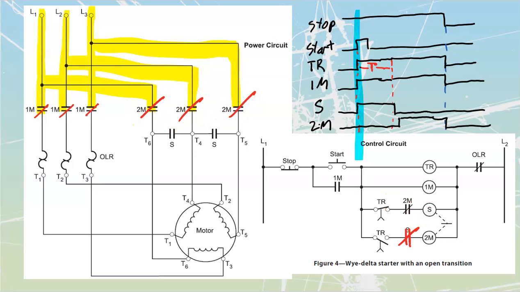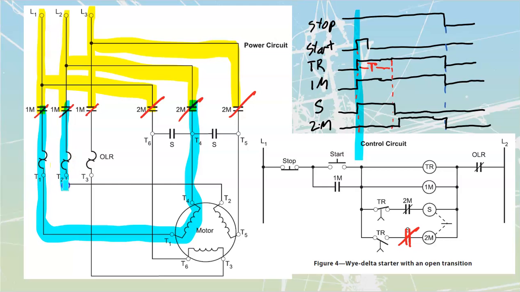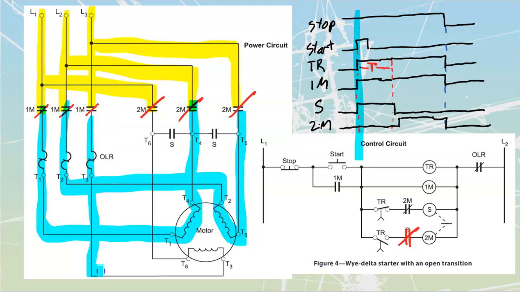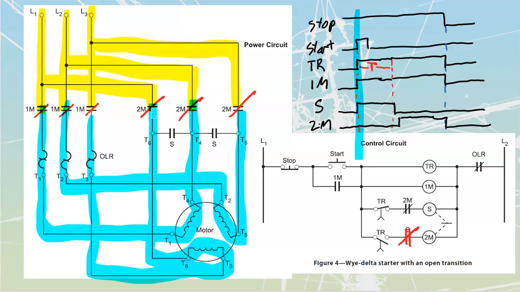And when my 2M closes, I see that I have got this one, which is now connected from line 1 to line number 2. It's not going to make it through that. Those two are open. I see that I've got this one, which is connected from line 2 over to line 3. And I see that I've got this one, which is connected from line 3 back to line number 1. This is a delta type of connection. So we do have just an open transition that is going from one to the other.